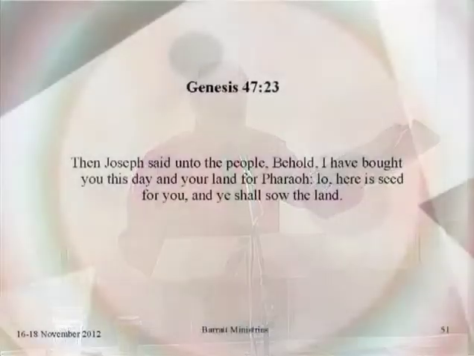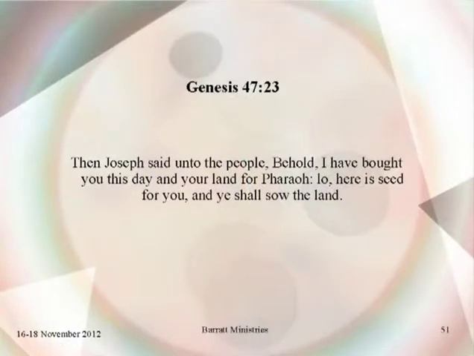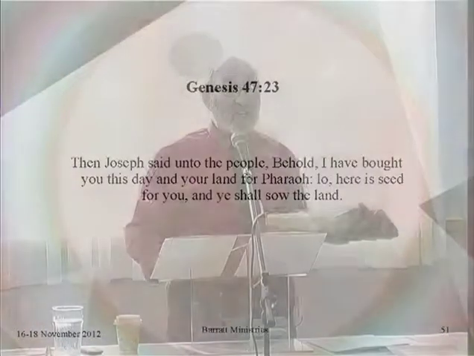And Joseph said to the people, behold, I bought you this day. I own you. I bought you and your land for Pharaoh. Here, so I don't want you to die. I want to control you. I want to own you, but I don't want you to die. So I'm a good man. I know there's a bad famine, and I know I own your land and your house and your car and your wife and your children. I own everything, but I'm a nice man, so I'll give you seed. I don't want you to die. Here's some seed. Just pay me 20% on your increase.